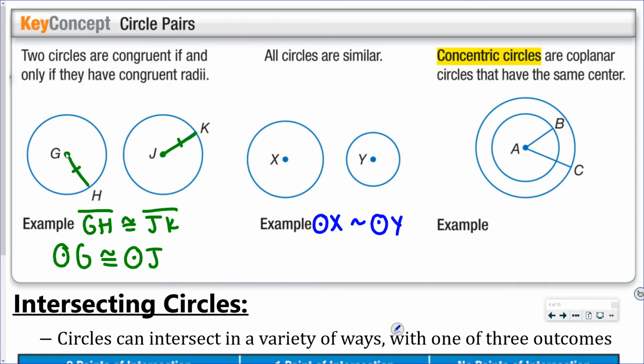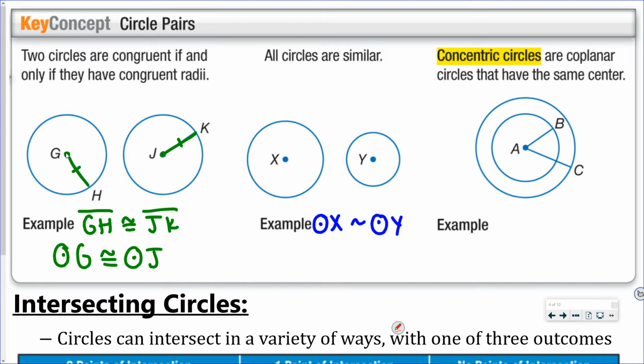Okay, this might be new for you. Have you guys seen this vocab before? Concentric. That means two circles have the same center. And it also says they're coplanar, meaning they lie on the same plane, meaning I can't have one circle right here and then another circle intersecting it this way. If I were to have two planes that intersect, those would not be considered concentric. They have to be on the same plane.